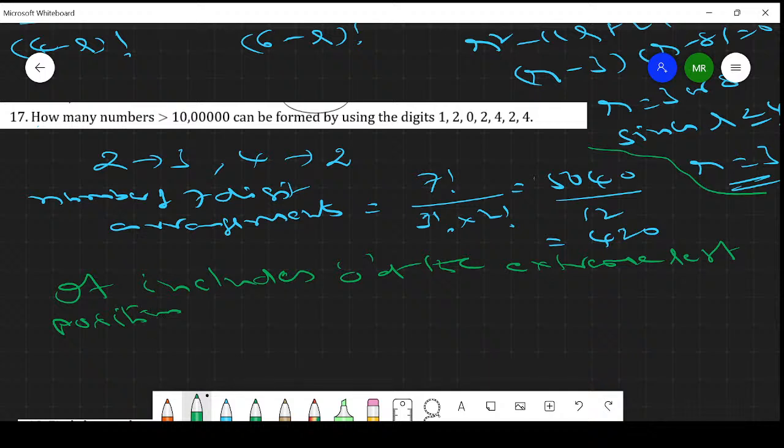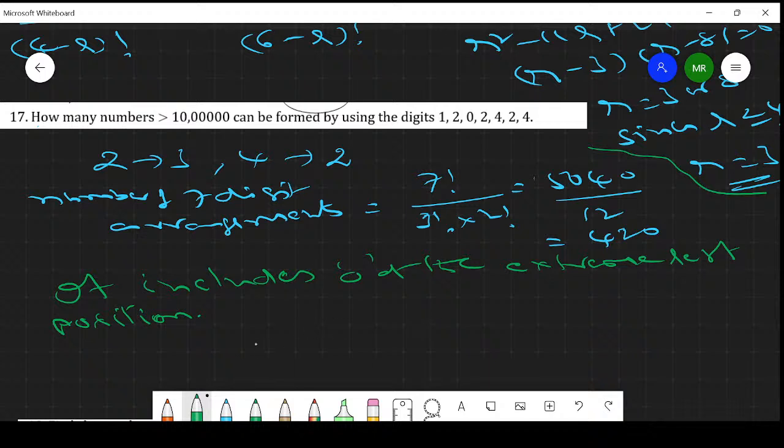Understood here? Extreme left position it includes 0 at the extreme left position. That is always important, you can write. That means you should remove the numbers when 0 is at the extreme left position.